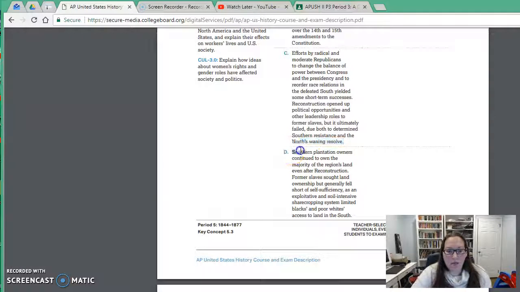Okay, and then D, Southern plantation owners continued to own the majority of the region's land even after Reconstruction. Former slaves sought land ownership but generally fell short of self-sufficiency, and an exploitative and soil-intensive sharecropping system limited blacks and poor whites' access to land in the South.